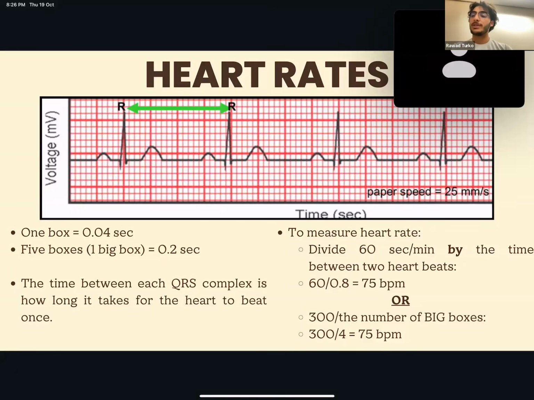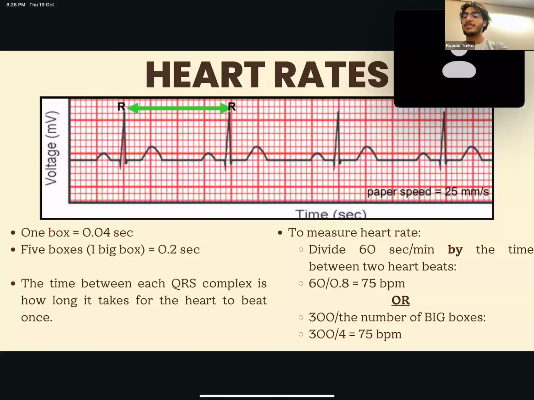Or, there are two ways to do it. Or you could divide 300 by the number of big boxes, not the time, but the number of big boxes. How many big boxes did we say there are? 4. So 300 divided by 4, also 75. Okay, does that make sense? So two ways you could do it. You could choose whichever one you want.